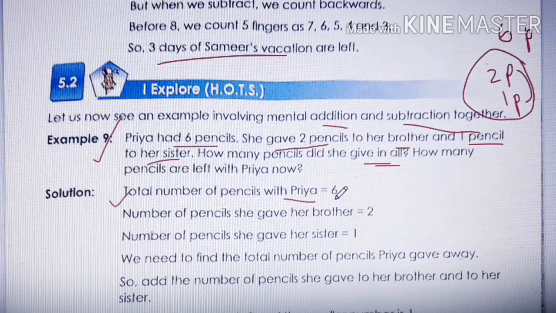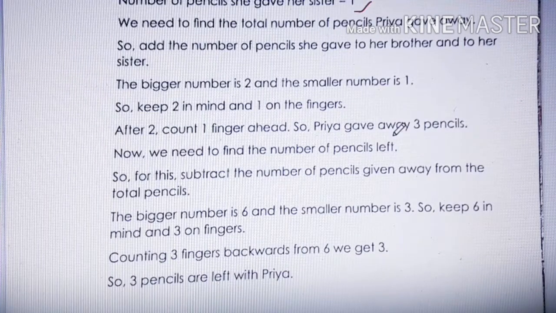How many pencils? 6. Second line, number of pencils she gave her brother. How many pencils she gave? 2 pencils. The third line, number of pencils she gave her sister. So, 1 pencil. Okay. Now we have to write how many pencils did she give in all. You can write number of pencil she gave in all. So what you are going to do? 2 plus 1, that is 3 pencils.